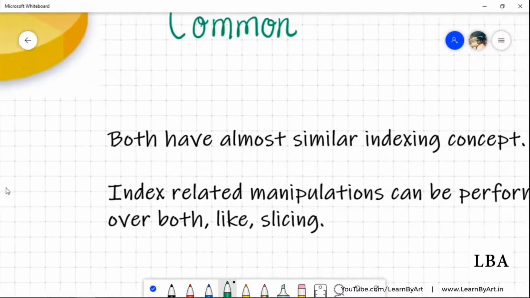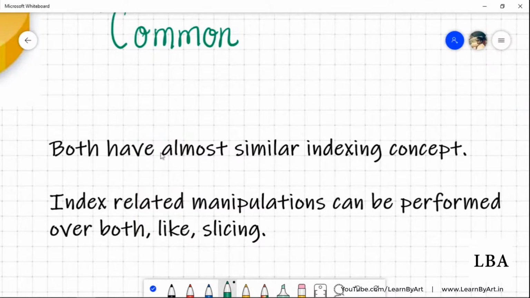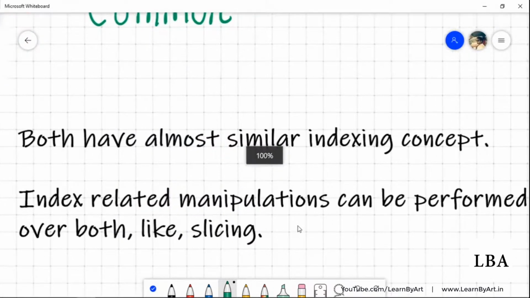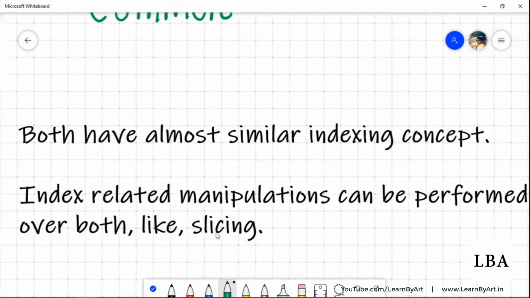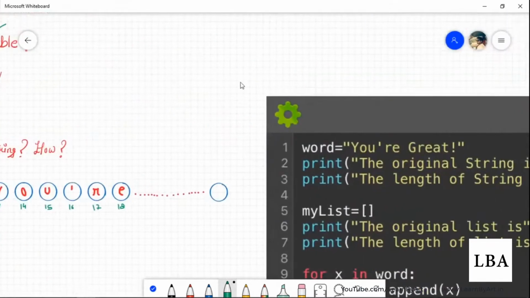So yes, now what is the similarity between those? First of all, as per your syllabus, as per your concept, they have similar indexing concepts. The way of indexing is the same. And when the indexing is the same, you can actually do something called slicing, right? Slicing is something that we are going to study later on, and slicing is related to indexing. So any manipulation that can be done with indexing can be done on both string as well as list, because both have the same indexing concept.